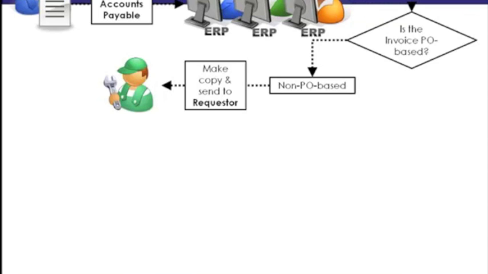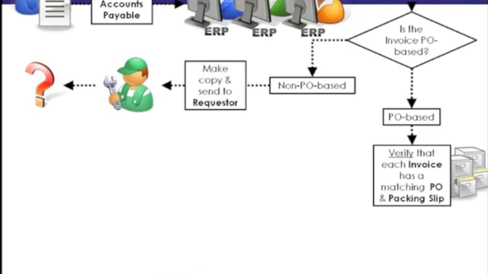I have the original here for myself, so I know to follow up on it later, right? But I'm going to send the copy over to that requester that may or may not know what to do with this invoice. So does the requester get the invoice? We don't know. What do they do with this invoice after they get it? We don't know. We lost all visibility into that invoice, and now we have duplicate copies. Now, if this is PO-based, I need to verify a handful of information before I can proceed.